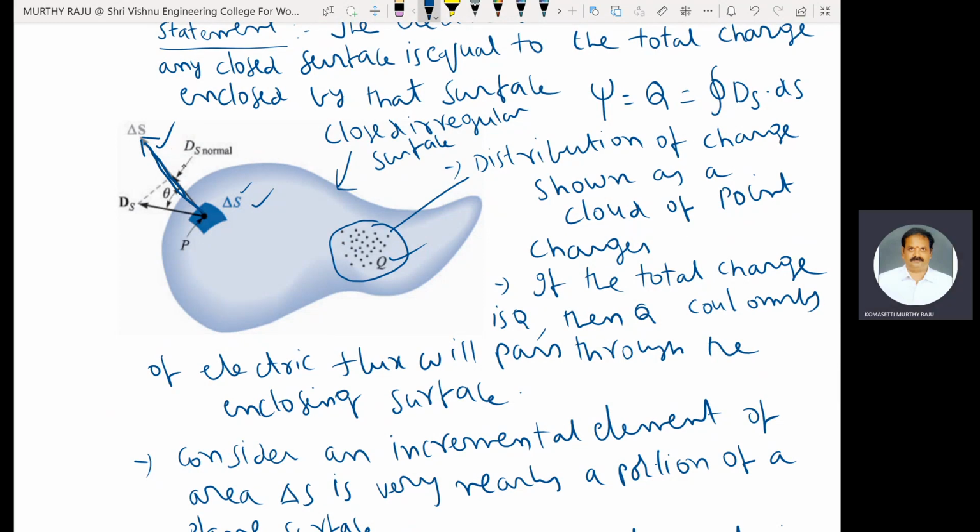The normal to the surface has two directions, but only consider directed outwards, not inwards. The normal has two directions, outward direction and inward direction: the normal going into the closed surface, or the normal going away from the closed surface. That means outward and inward. Two directions are there. Consider the outward direction only, because this is a closed surface.